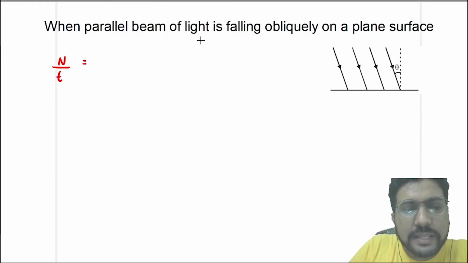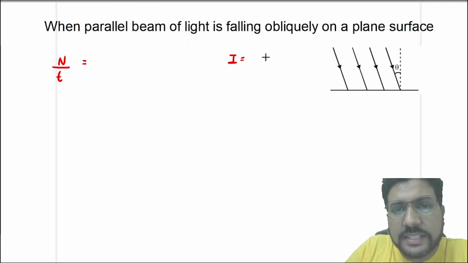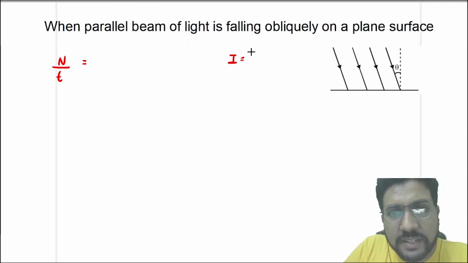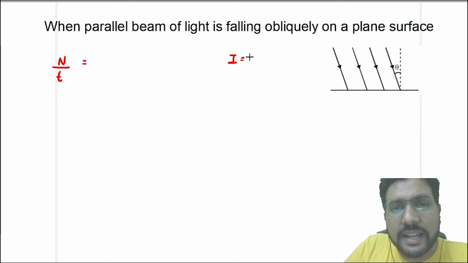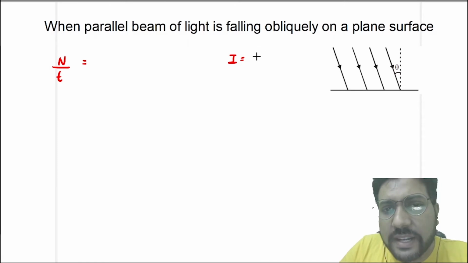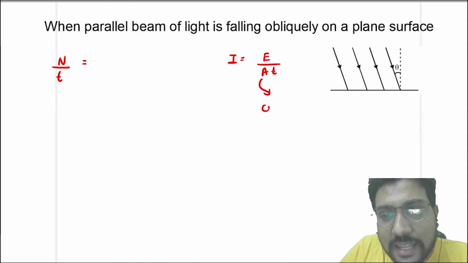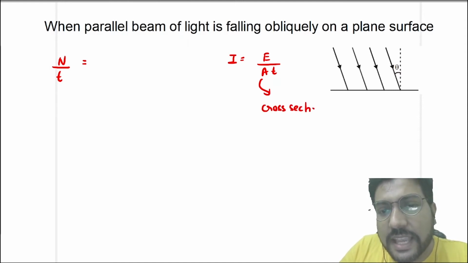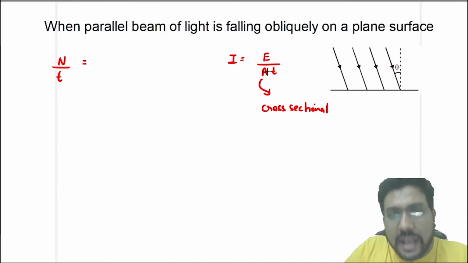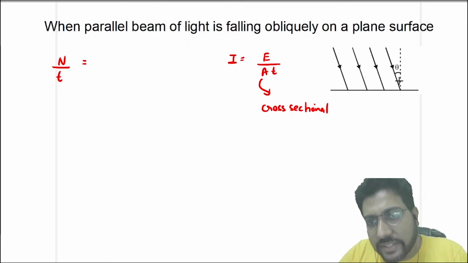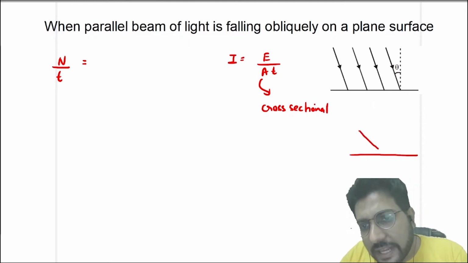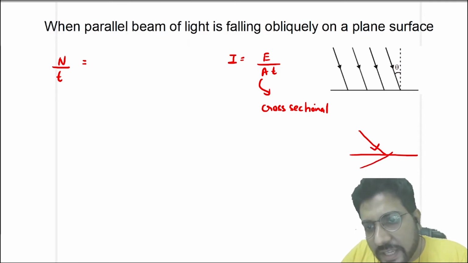Now listen carefully. If you don't remember the definition of intensity, please go back to my previous lecture and refer to the intensity part and then come back to this lecture, okay? Because this is important. Intensity is defined as the energy per unit area per unit time. What is this area? This area is the cross-sectional area, that means the area which is perpendicular to the flow of light. Now the light is propagating in this direction, so you have to find this area.